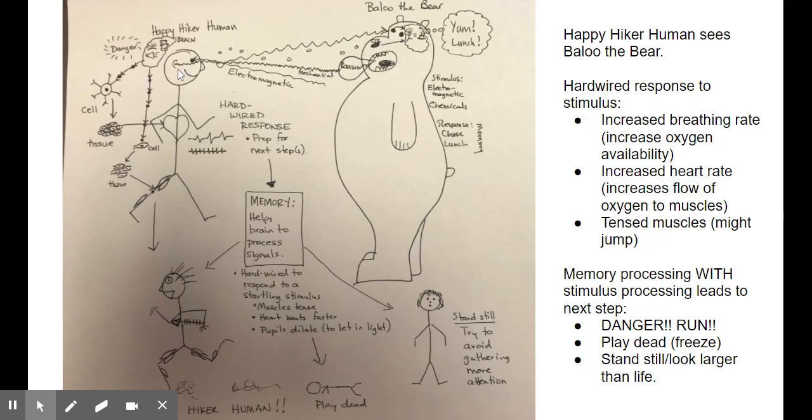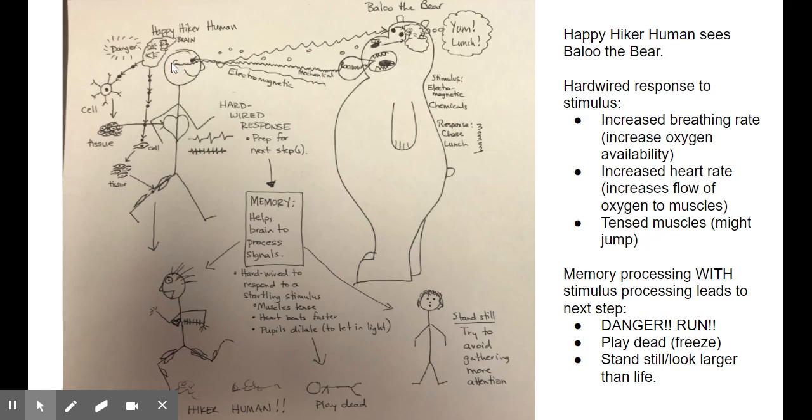So when the happy hiker human sees this bear, there are several types of stimuli that the happy hiker human receives. So the first is electromagnetic, and the eyes receive the electromagnetic stimulus. The retina has rods and cones, so the receptors are the rods and cones on the retina. They take in that information from the light that is bouncing off of Baloo the bear, and then the rods and cones send that signal via the optic nerve to the brain. So here's the brain of the happy hiker human. Usually, obviously, that would be inside the happy hiker human's head, but that's getting a little bit crowded in there. So I've got it drawn out here so you can see a little bit better.